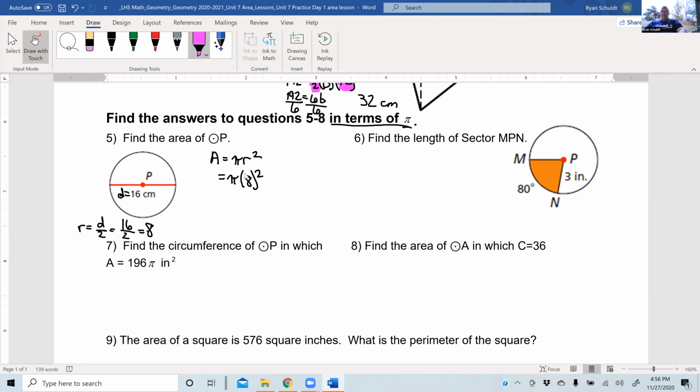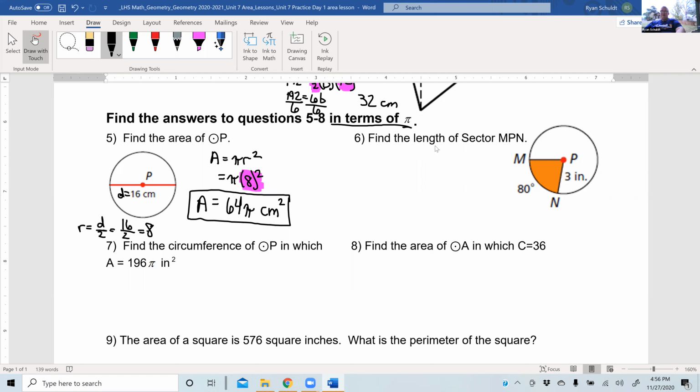Again, you do not put pi in the calculator. If you need to calculate anything, it'll be 8 squared. Hopefully you know that, but if you need to calculate it, 8 squared is 64. Bring your pi down. 64 pi centimeters squared. Okay, there's our area.